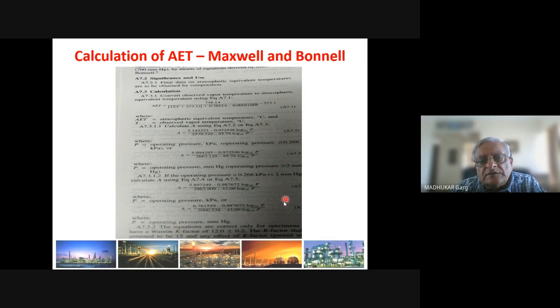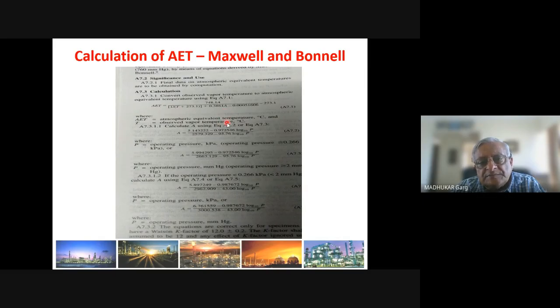Perhaps I do not know whether you can find this in any literature. But what you do is that AET is actually atmospheric equivalent temperature. That means a temperature at atmospheric pressure. That means atmospheric equivalent temperature in degrees Celsius. And T is the temperature which you measure.